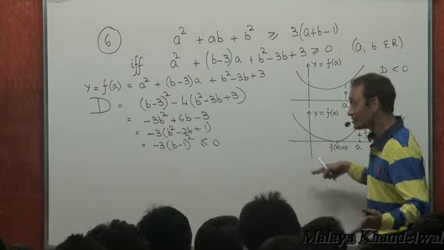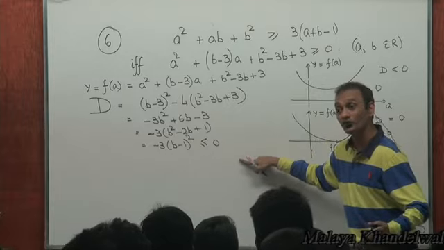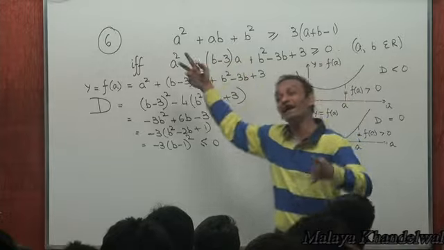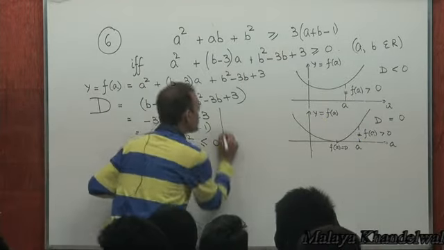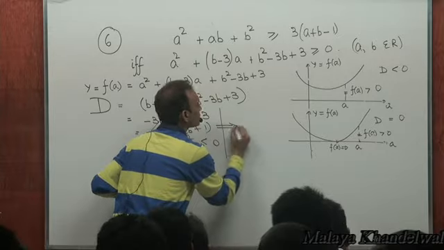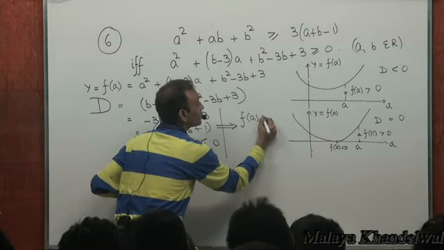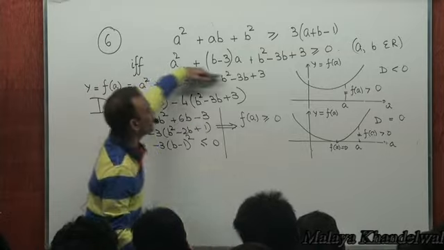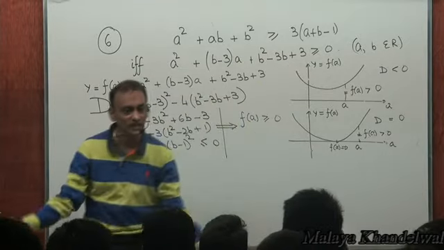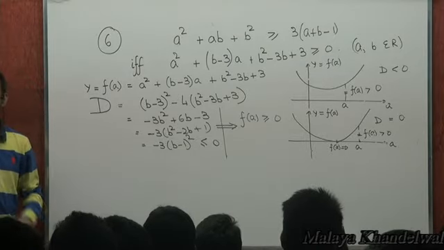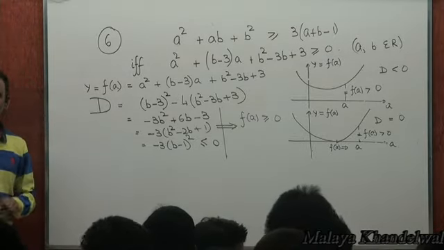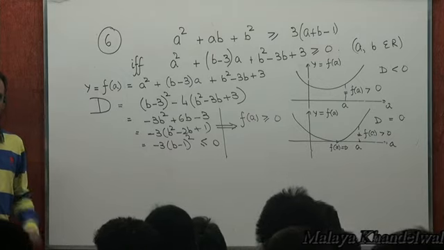That is what happens. So when the discriminant of this is less than or equal to 0, f of a must be greater than or equal to 0. So the conclusion out of this is f of a greater than or equal to 0, which is what we set out to prove. There we go.